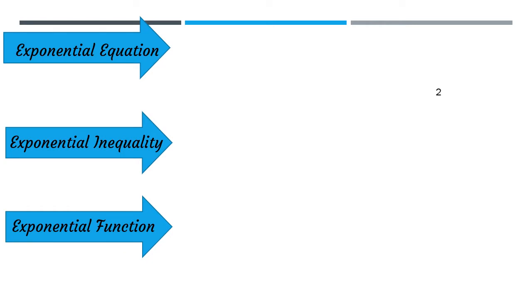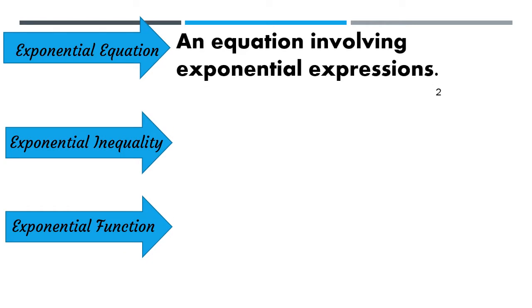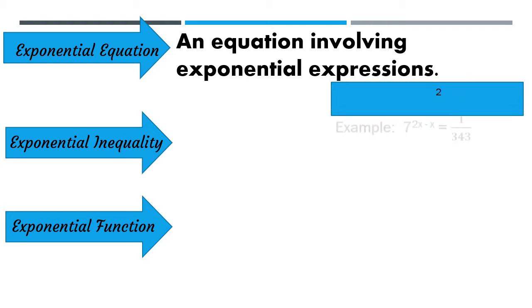Ano ba ang exponential equation? Exponential equation is an equation involving exponential expression. Ang halimbawa ng ating exponential equation ay 7 raised to 2x minus x squared is equal to 1 over 343. As you can see in our example, this is an exponential expression dahil ang kanyang exponent ay may variable. And also, it is an equation kasi there is the presence of the equal sign. So, kaya siya exponential equation.